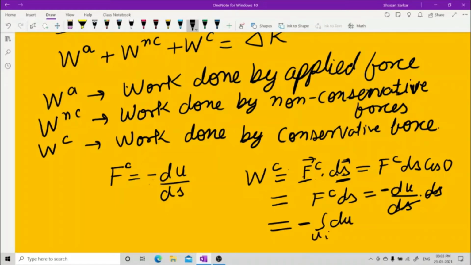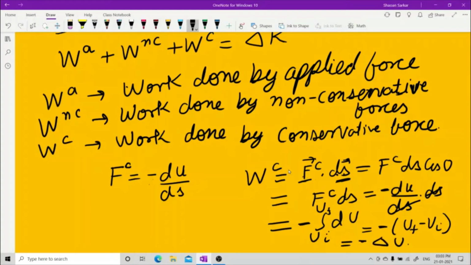This is capital U, not small u. Mind you, this is capital U. dU, so U initial and U final. So this will be minus (U final minus U initial), and this is nothing but minus delta U.